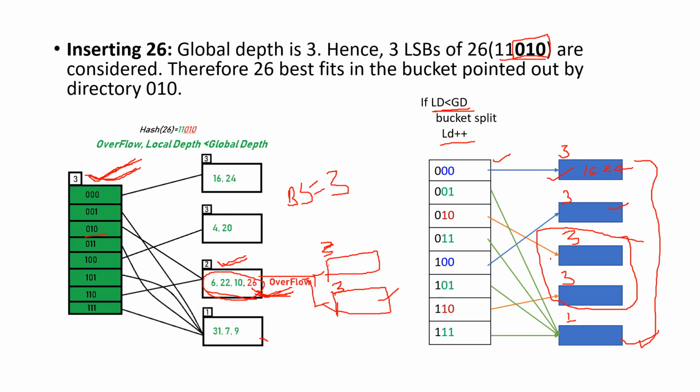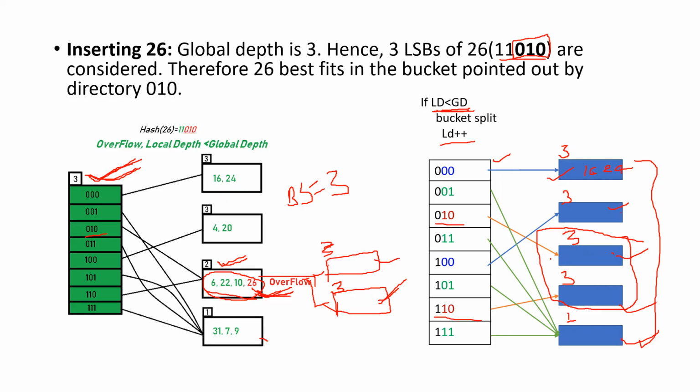So I split it and I said that this bucket is pointed to by 0 1 0, and this bucket is pointed to by 1 1 0. Previously two pointers were pointing to the one bucket, now there is a single pointer to each bucket. The remaining I copied as it is, because the local depth was less than the global depth. So simply I have done a bucket split and incremented the local depth.